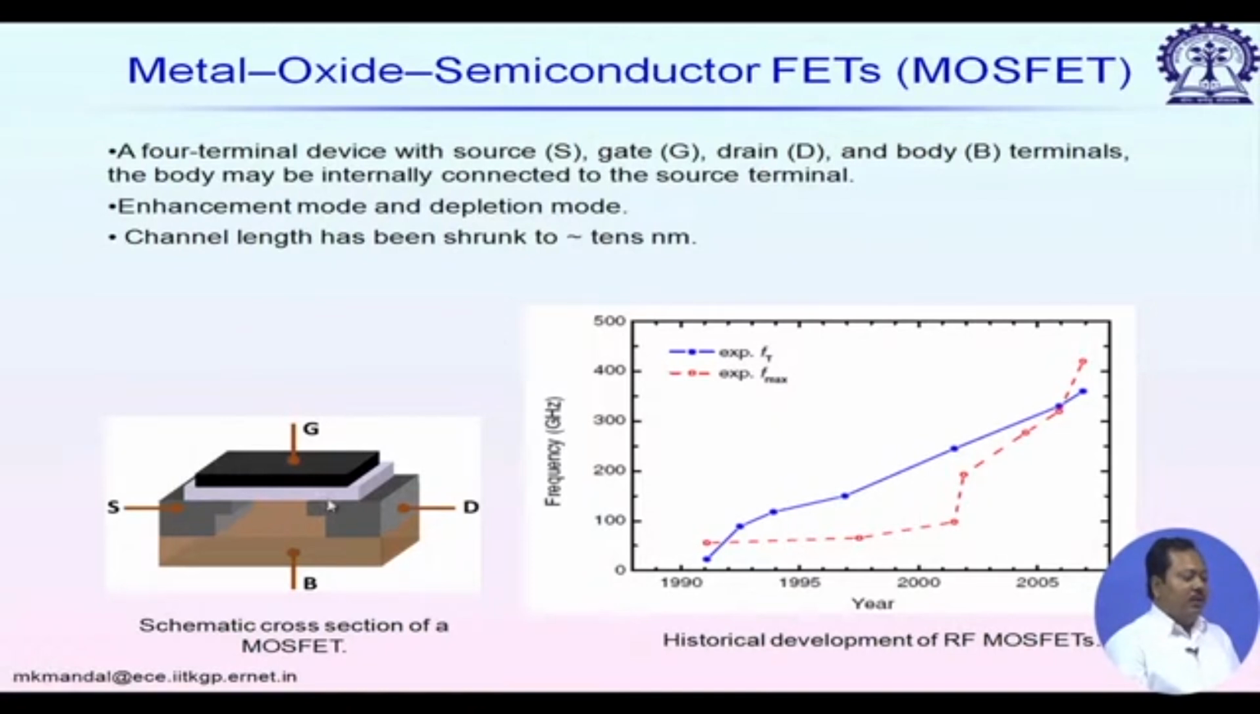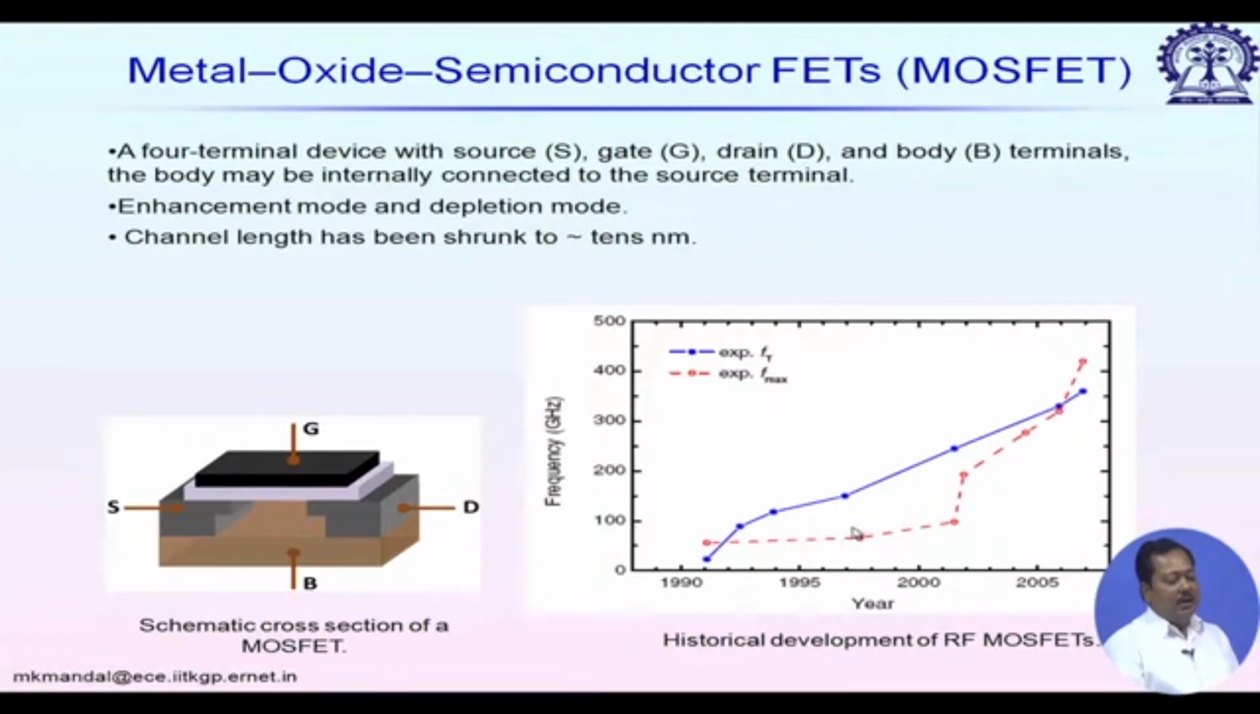So, this is a typical MOSFET device. You can see below is the body, and we have source and drain. Over that we have a thin oxide layer, and on top of this oxide layer we have the gate layer made of metal or polysilicon. And if I now look at the frequency versus FT and Fmax, the realized FT and Fmax with year.